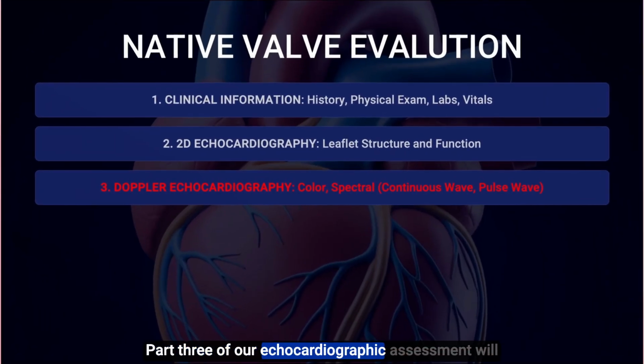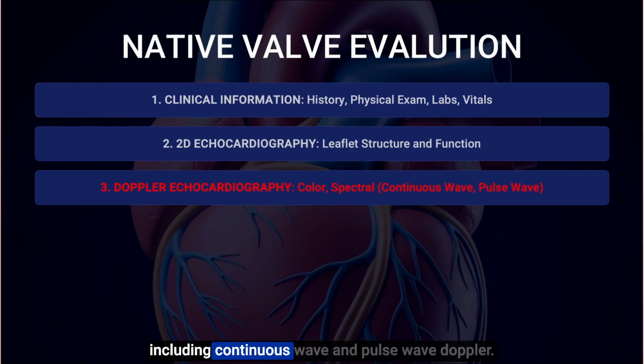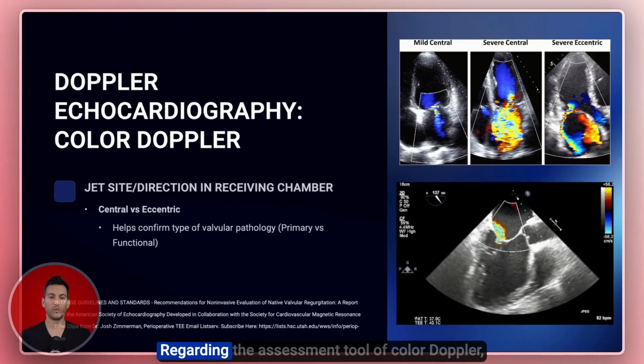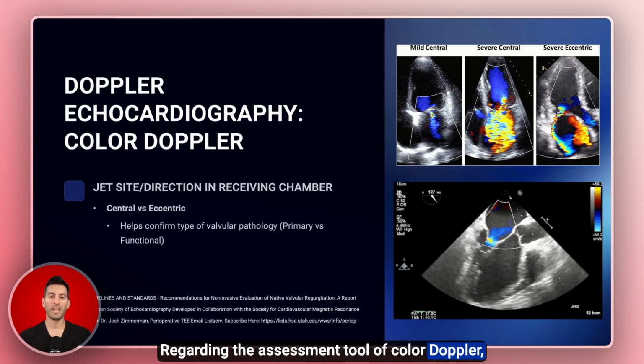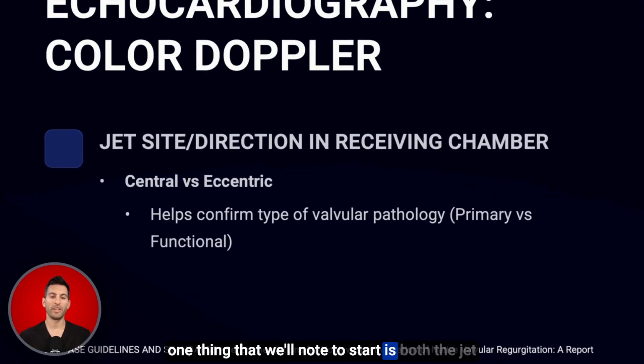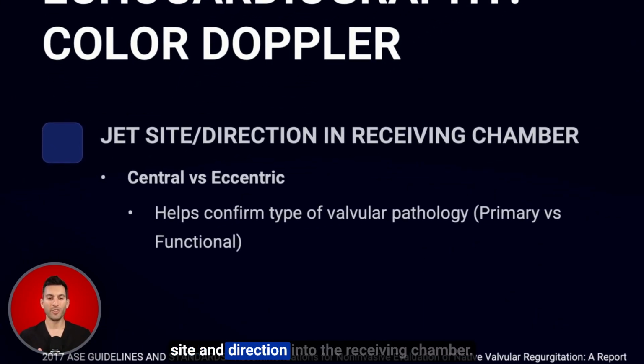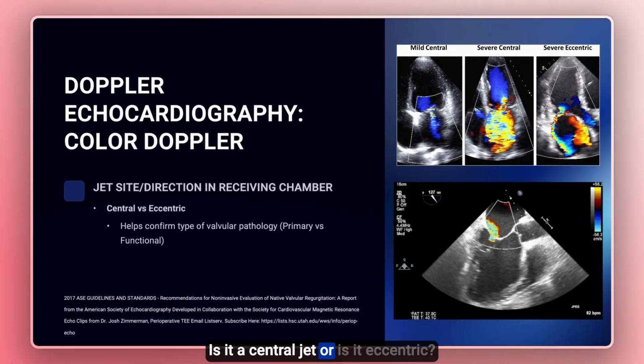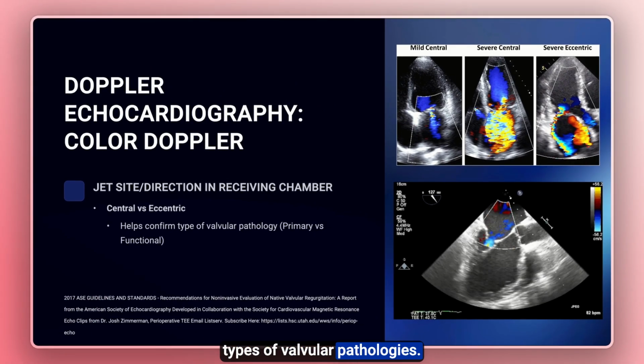Part 3 of our echocardiographic assessment will be looking at Doppler echocardiography, and this will include color Doppler and spectral Doppler, with spectral including continuous wave and pulse wave Doppler. Regarding the assessment tool of color Doppler, one thing that we'll note to start is both the jet site and direction into the receiving chamber.